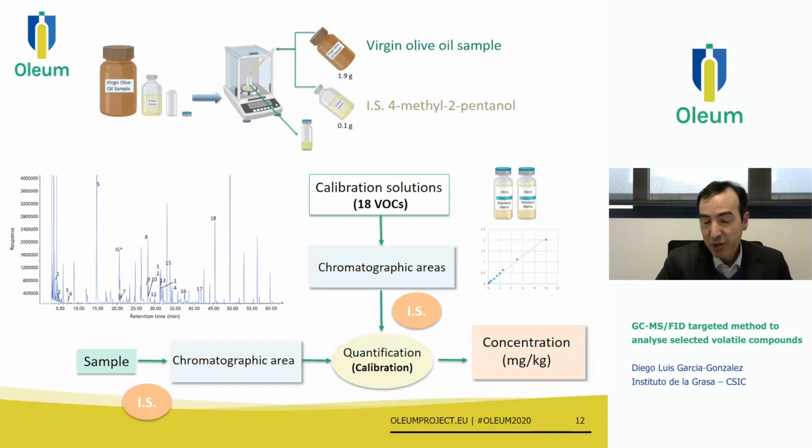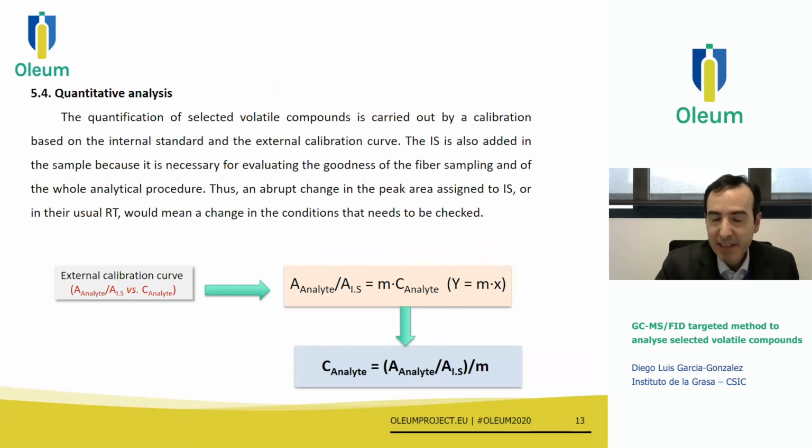So the quantification of the volatile compounds to obtain the concentration value in milligrams per kilogram is, as you can see in the slide, by means of the comparison of the chromatographic area in the sample corrected by the internal standard in relation with the calibration curves with the chromatographic areas also corrected by the internal standard. This is the quantification as it is explained in the protocol.